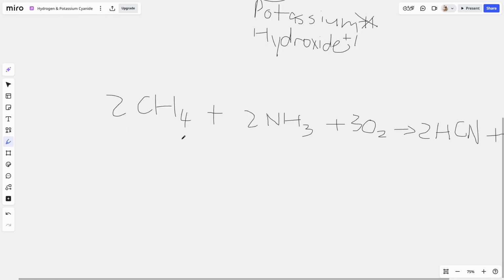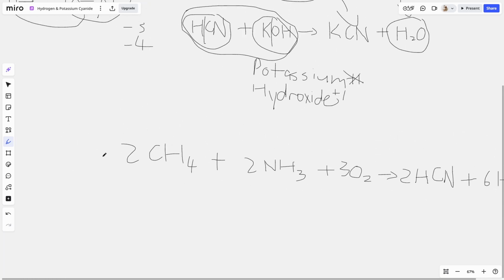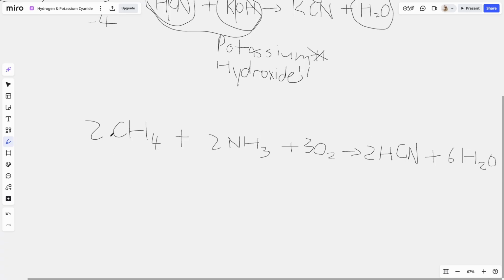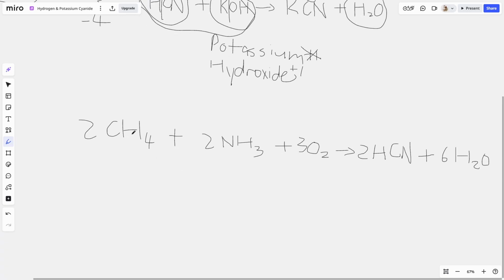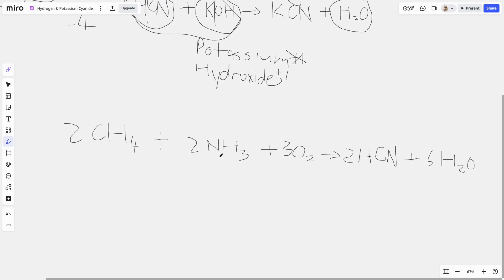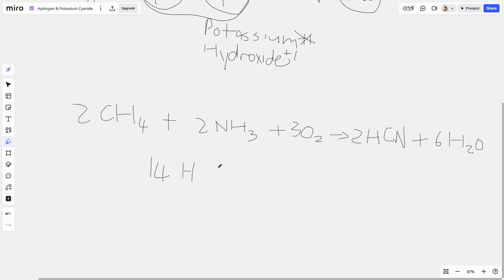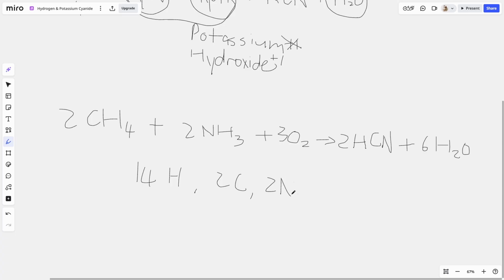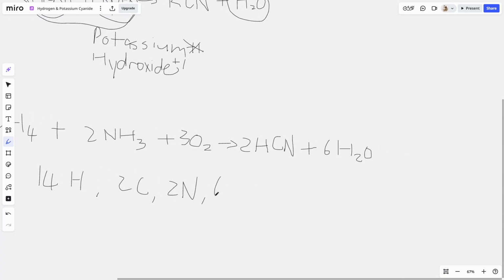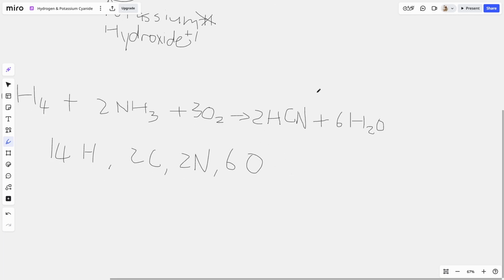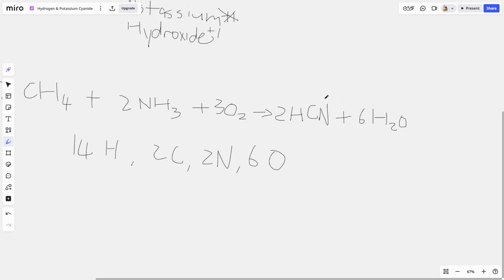Let me zoom in a bit here. As you can see, we have two carbon and eight hydrogen here. We're going to use stoichiometry here. So we've got eight hydrogen and then another six hydrogen, so there is a total of 14 hydrogens here. Then we also have two extra carbon, two extra nitrogen, and six oxygens, or three O2. And you might be able to notice that this is perfect for this side.